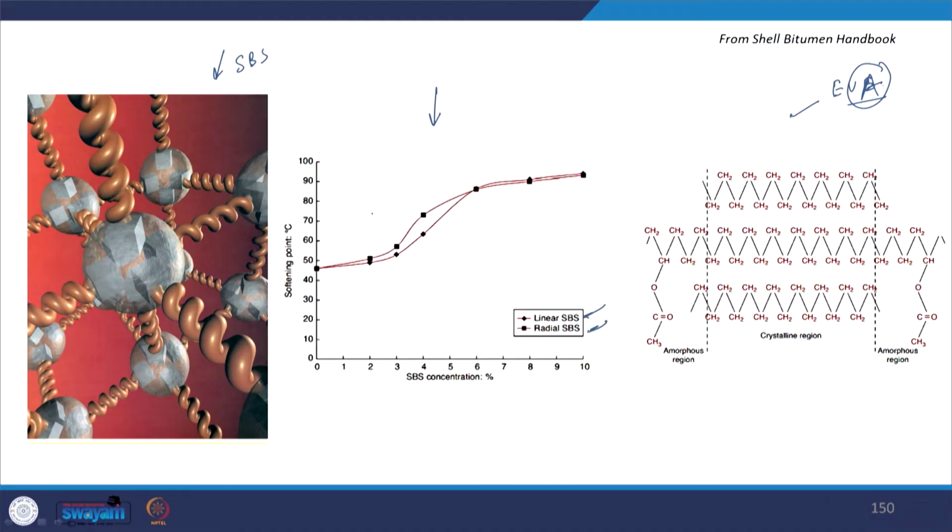This figure shows how the property will change and how we will see through physical properties that there is a change from bitumen rich phase to polymer rich phase, and this is a typical S curve which is obtained. This example shows linear and radial SBS, and you can see that after a critical concentration there is a shift, and after that we achieve something like a plateau after a particular point. So, this will also help us to evaluate the critical concentration of the polymer which can be used for the modification of the bitumen.